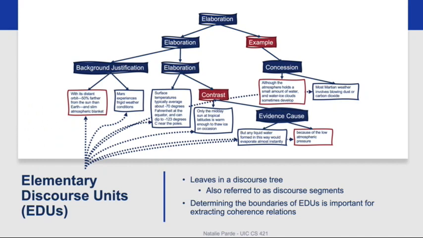In the hierarchical tree that we just covered, the rhetorical structure relations are nodes, and the leaves are what are referred to as elementary discourse units. Determining the exact boundaries of elementary discourse units is challenging, but facilitates better natural language understanding.